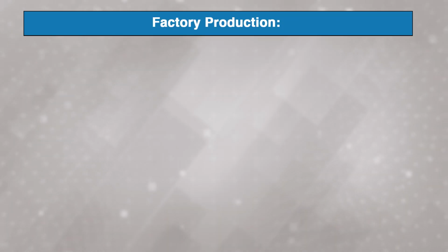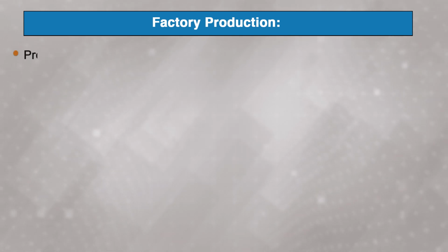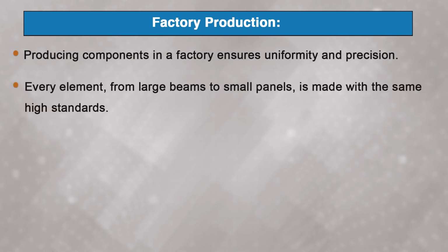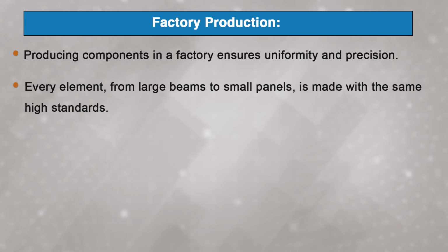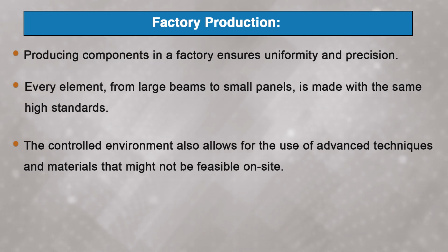So, let us discuss some key characteristics of precast construction. First one is factory production. Producing components in a factory ensures uniformity and precision. Every element from large beams to small panels is made with the same high standards. The controlled environment also allows for the use of advanced techniques and materials that might not be feasible on site. For example, think of a car factory where every vehicle comes off the line identical, thanks to precise machinery and quality control processes. Precast construction offers a similar type of consistency.